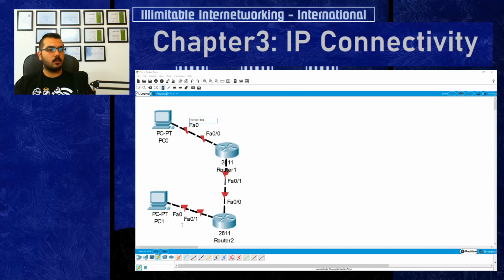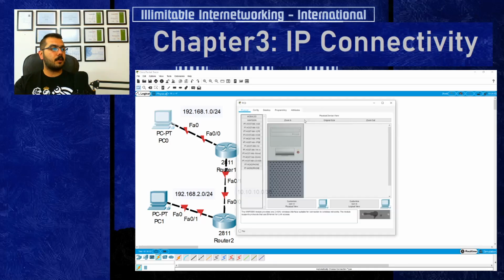192.168.1.0/24 for this network, and let it be, please come here, another sticker for 192.168.2.0/24, and finally between the routers let it be 10.10.10.0/30, a point-to-point, just to not waste a lot of IP addresses between these two, because we know it's already a point-to-point. So start with the first device.